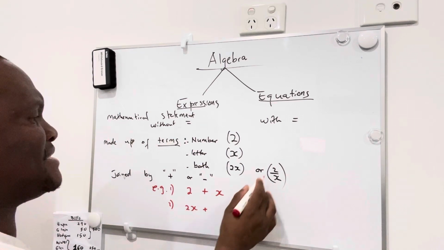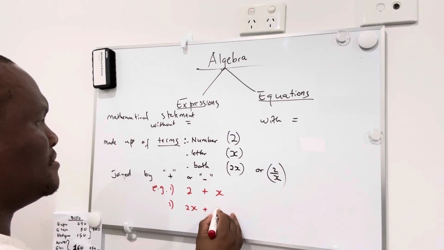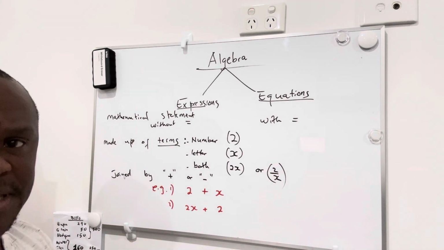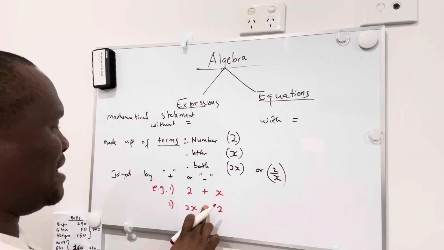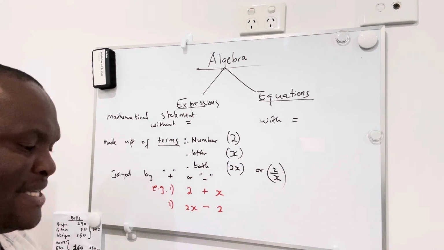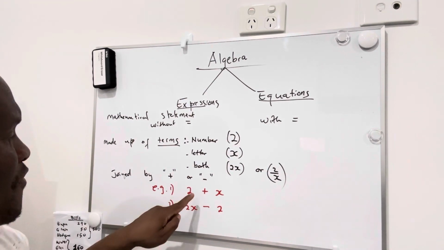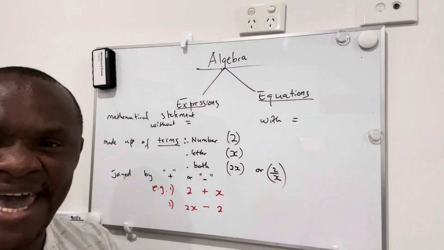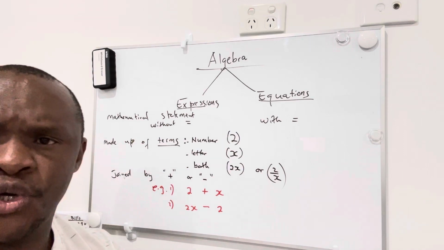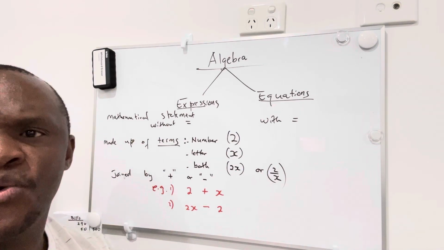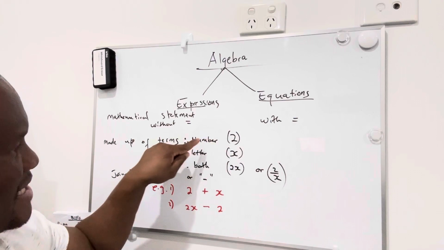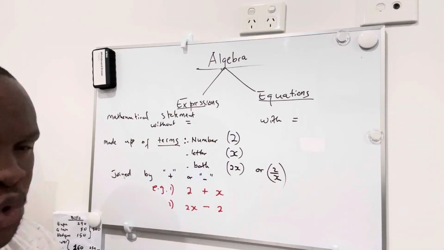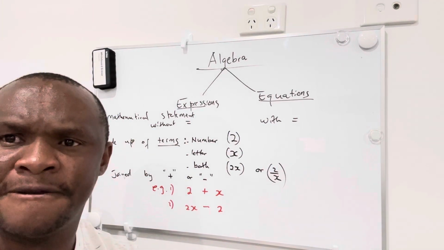Or we can say 2x plus 2 or y or whatever. This is another expression. Or let me say minus here, so that we can see that it is joined by both. It can be plus or it can be minus. So these are the expressions. Can you build your own expression? Remember that it is made up of the terms. These are the terms. So you can make your own expression.